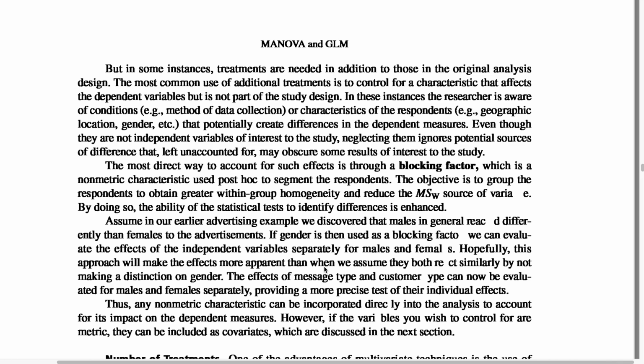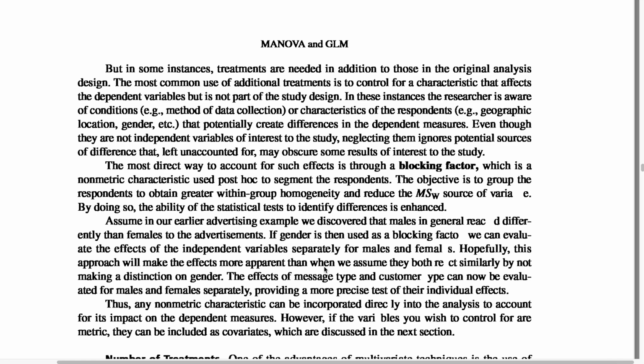But in some instances, treatments are needed in addition to those in the original analysis design. The most common use of additional treatments is to control for a characteristic that affects the dependent variable but is not part of the study design. In this instance, the researcher is aware of conditions, that is, method of data collection or characteristics of the respondent, for example geographic location, gender, etc., that potentially create differences in the dependent measurement even though they are not independent variables of interest to the study.